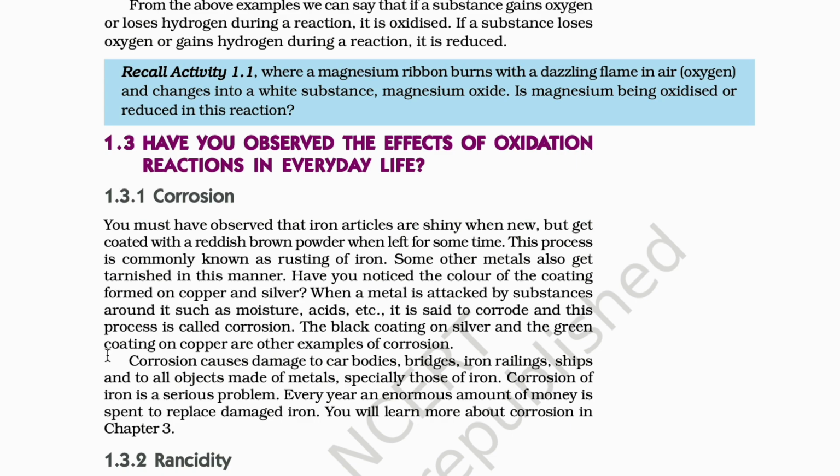Corrosion causes damage to car bodies, bridges, iron railings, ships, and to all objects made of metals, especially those of iron. Corrosion of iron is a serious problem. Every year, an enormous amount of money is spent to replace damaged iron. You will learn more about corrosion in Chapter 3.